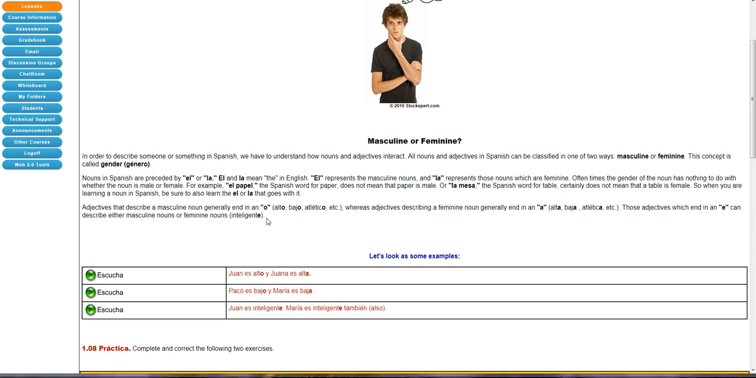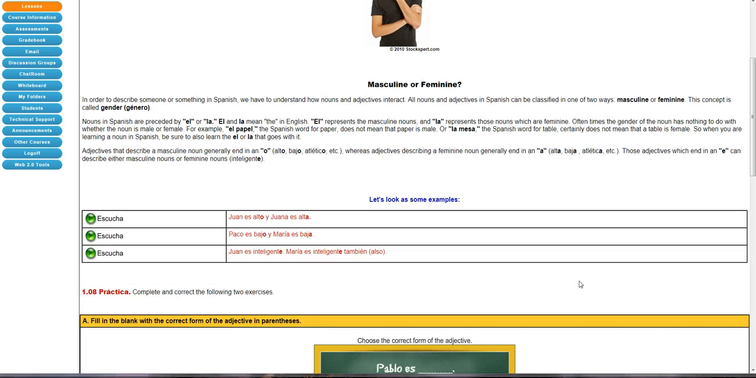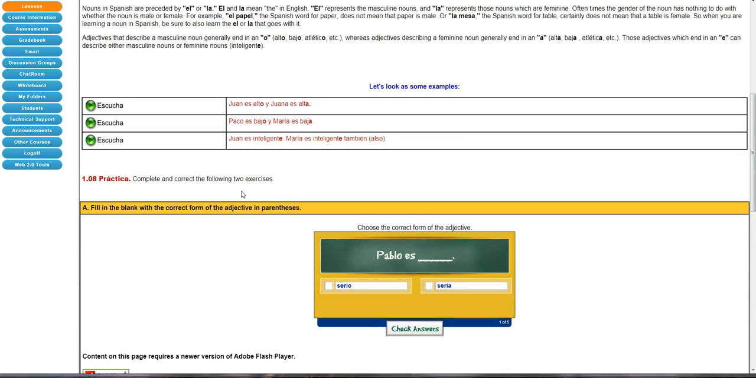So if an item, if a chair or a desk or a wall is masculine, your adjective needs to be masculine. And if that thing is feminine, then you're going to have to use a feminine adjective. So that is very important to understand, okay? So that's one thing. Every noun is either masculine or feminine. Now, you're going to learn more about that later, but that's kind of the gist of it right now.